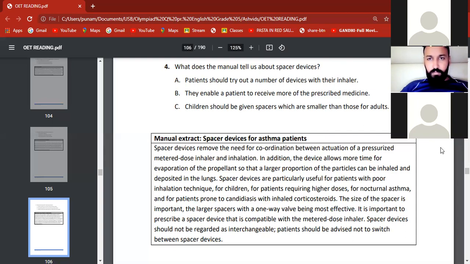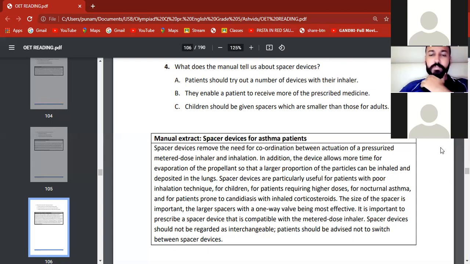In addition, the device allows more time for evaporation of the propellant so that a larger proportion of the particles can be inhaled and deposited in the lungs. Is something matching in the options? One of the options, the second sentence, is it A matching? B, very good. Larger proportion. So more of the prescribed medication, larger proportion of the particles. So that is the option which is matching. Let's read further.